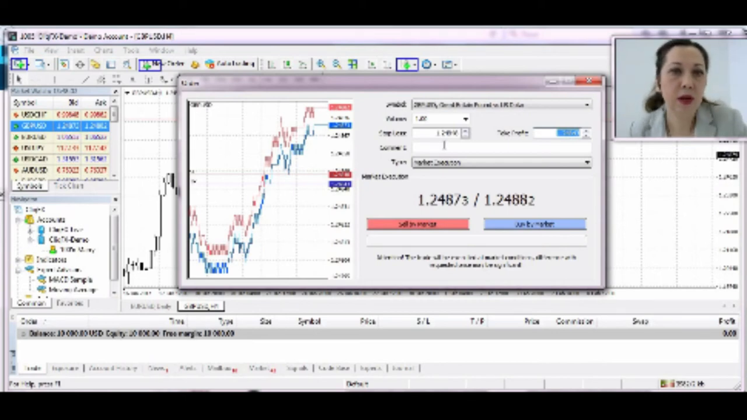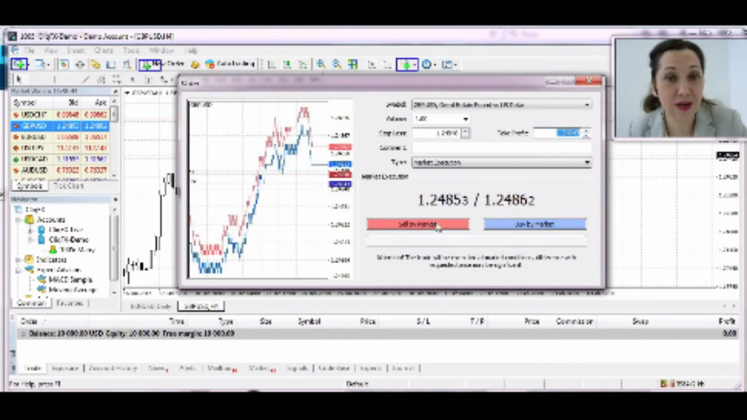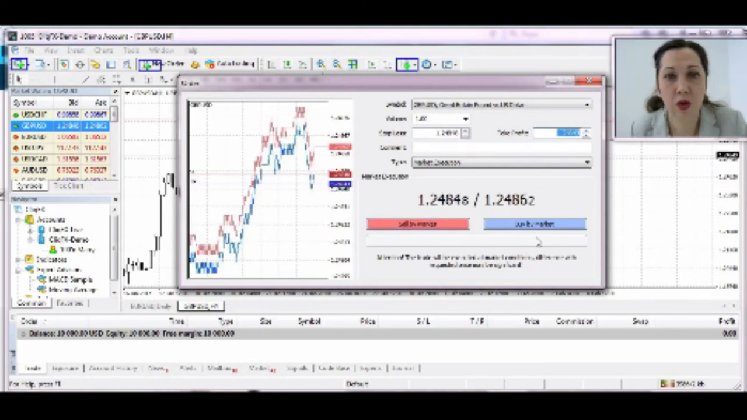What else? Comment. You can write a comment for your history and reporting. Market execution: one click and your trade is done. You click sell if you analyze the market and understand that the price is going to go down, and you click buy if you think the market will go up. So good luck with this when you start doing it.